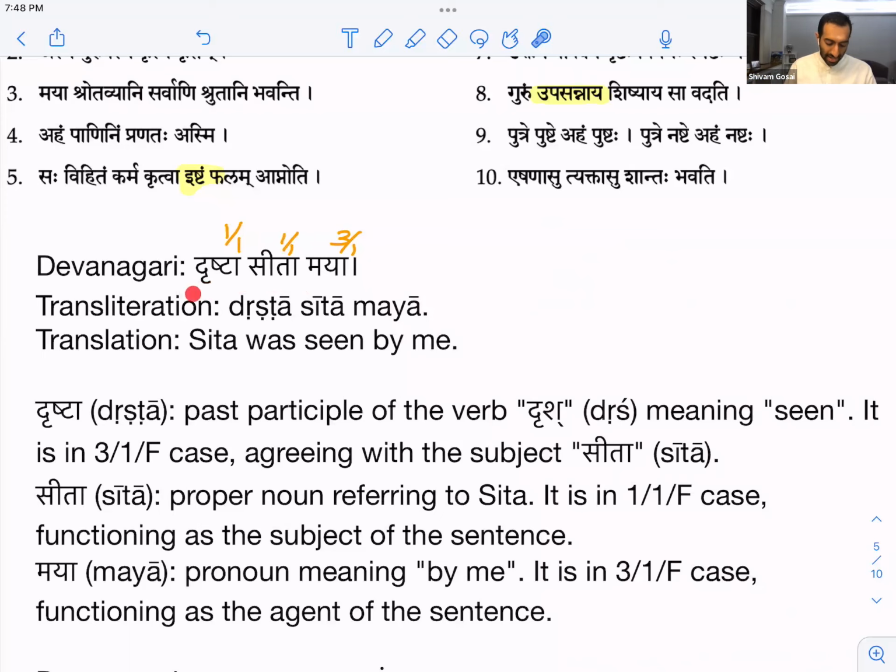Meaning that if this is karmani, the object is also going to be in samanadhikaranam. So this is also 1-1. So the object was seen. What is the object? Sita. Sita was seen.